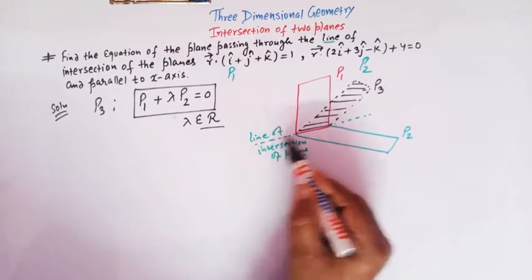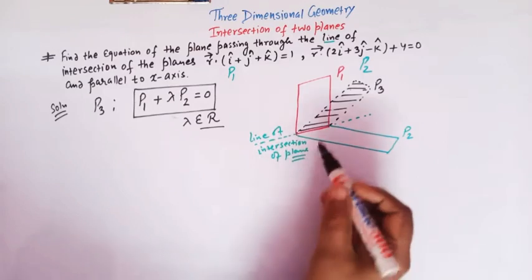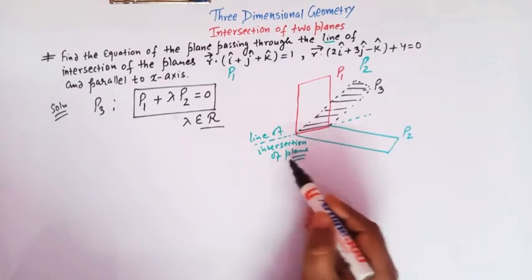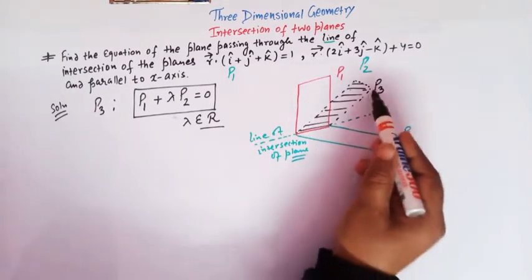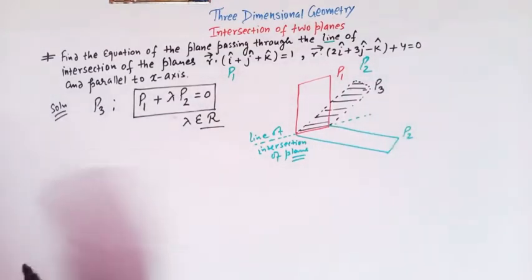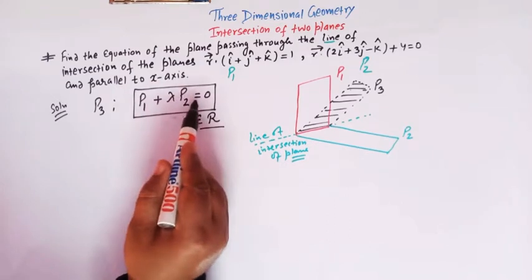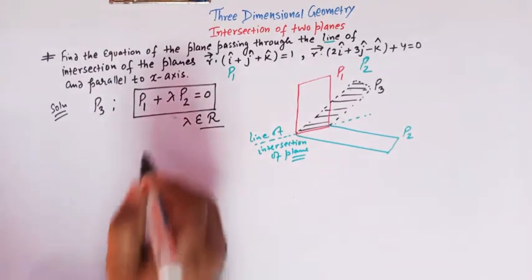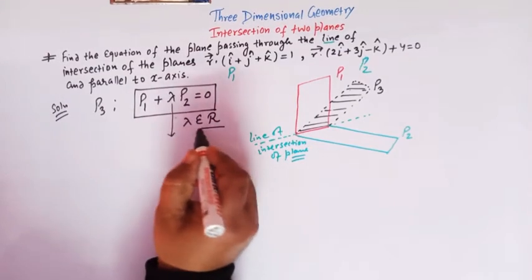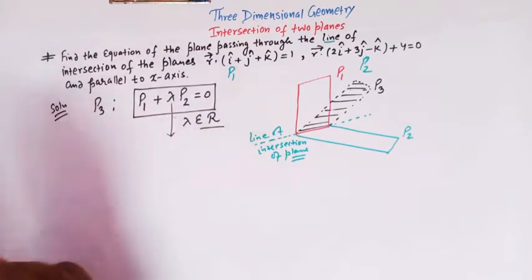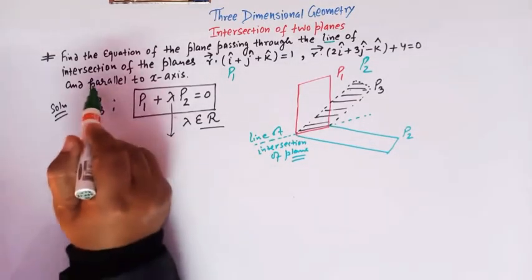So when P1 and P2 intersect, they always intersect in a line. This line is the line of intersection of these two planes P1 and P2, and from this line of intersection we have a third plane, that is P3, whose equation is given by P1 plus lambda P2 is equal to 0. And here this lambda is a scalar or a real number, and the value of this lambda is to be calculated by an additional condition, and here the condition is given as this.